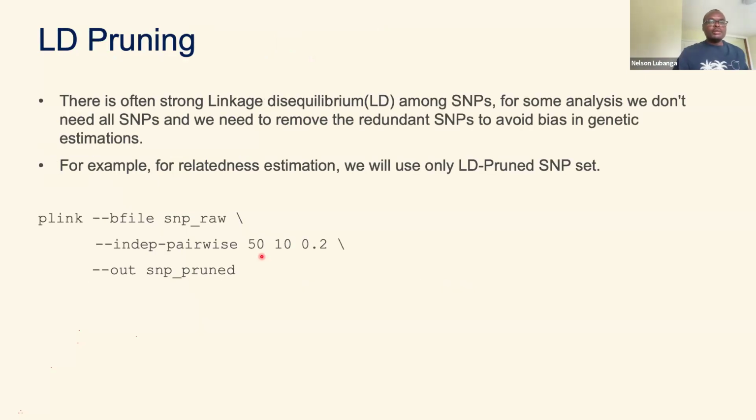LD pruning is also one of the quality analyses we do. It's not standard in most analyses, but sometimes we want to remain with markers that are not redundant in the genome. So we only want to work with markers that are not overlapping and carrying redundant information. In this case, we want to reduce the number of markers and also reduce the cost of genotyping.